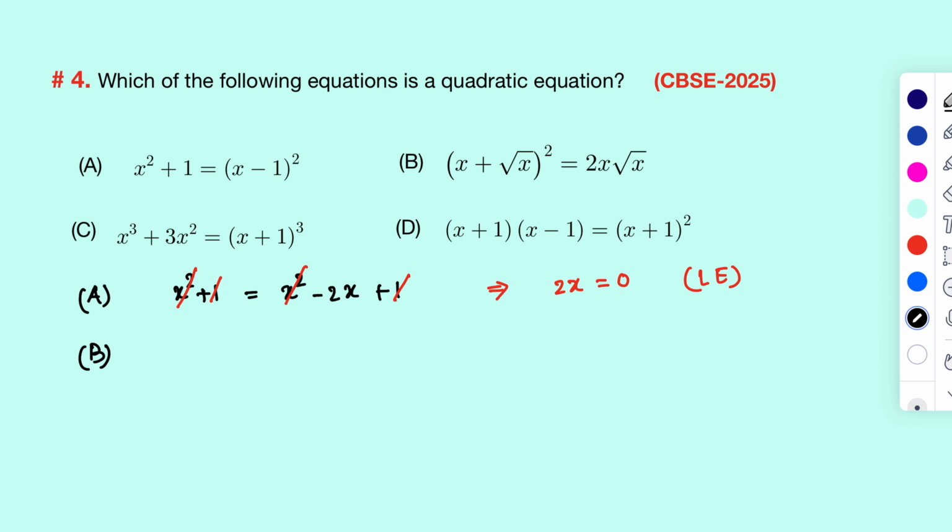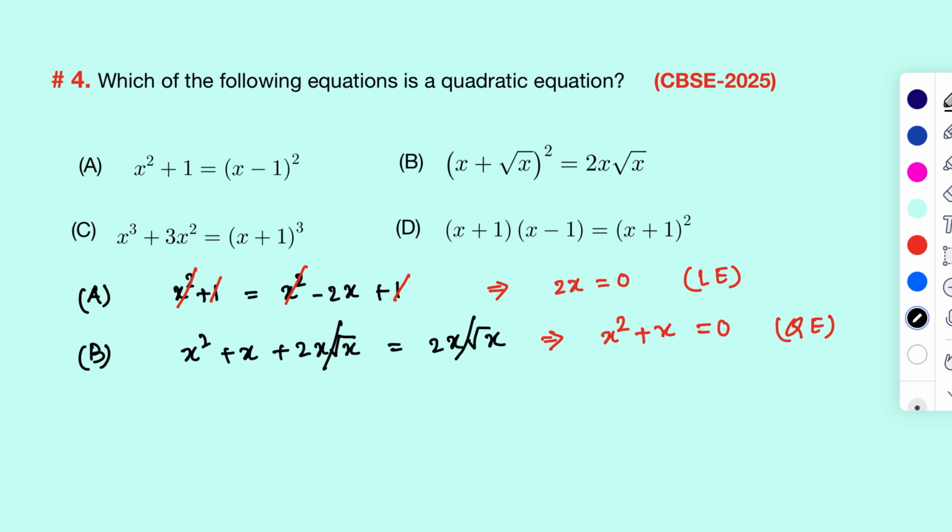Similarly, for option B, if you see, it is x square plus x plus 2x into root x is equal to 2x into root x. Here this 2x into root x on both sides will be cancelled out, and we will get x square plus x is equal to 0. So this is a quadratic equation.